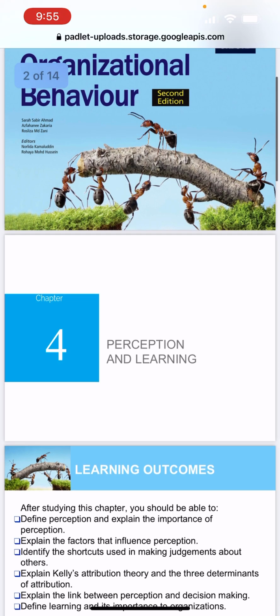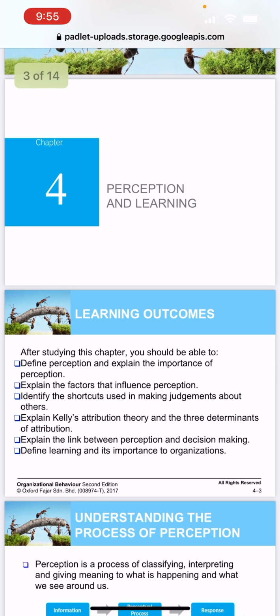Now let's take a look at the learning outcomes for this particular chapter. At the end of this chapter, students should be able to define perception and explain the importance of perception, explain the factors that influence perception, identify the shortcuts used in making judgment about others, explain Kelly's attribution theory and the three determinants of attribution, explain the link between perception and decision making, define learning and its importance to organisation.